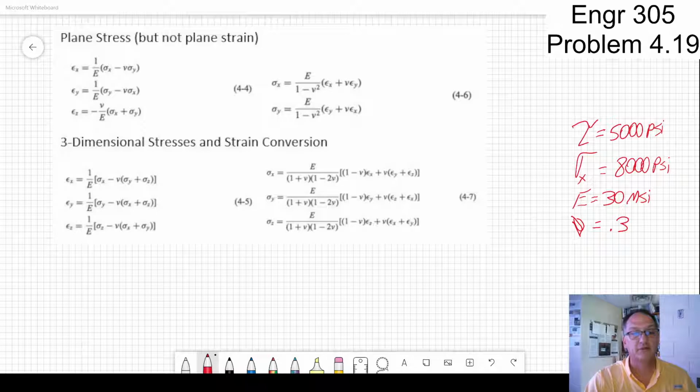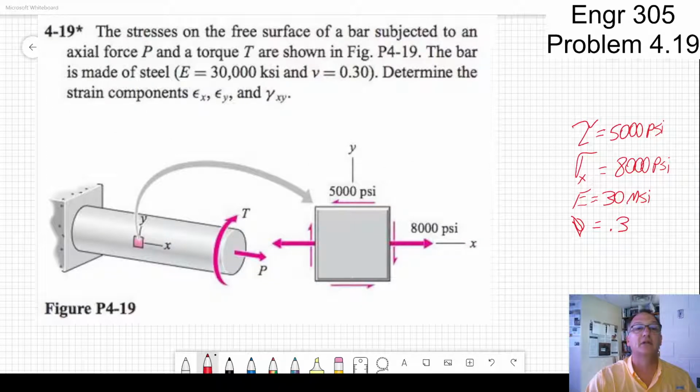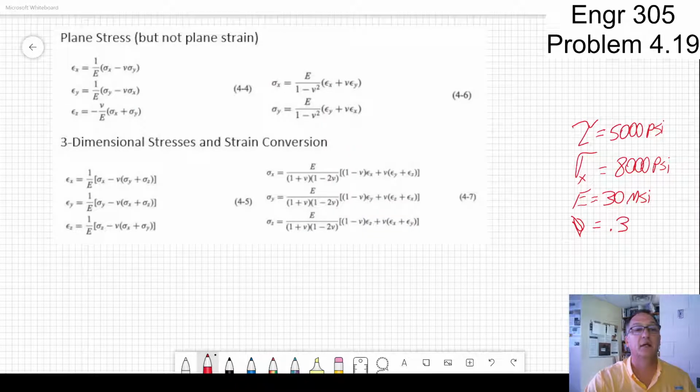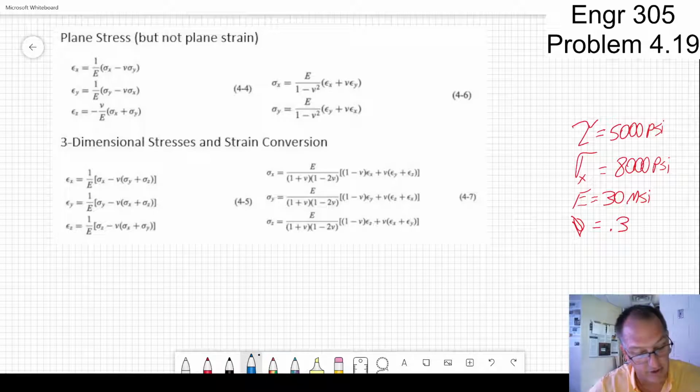What were we asked for? The strain in the X and the Y and the shear strain. We can get the strain in the X and the Y because we know Young's modulus and Poisson's ratio. So behind the equations, I'm writing my equations. The strain in the X is equal to 1 over Young's modulus times the stress in the X minus Poisson times the stress in the Y.